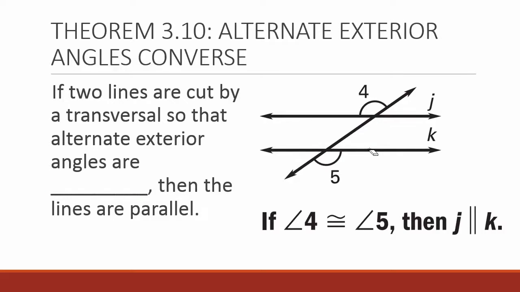Theorem 3.10, alternate exterior angles converse. If two lines are cut by a transversal so that alternate exterior angles are congruent, then the lines are parallel. If I draw my letter Z, and I notice that the angles outside my letter Z that are on opposite sides of the transversal and outside the parallel lines, if the measure of angle 4 and the measure of angle 5 are equal, then they are congruent, and so we can say that line J is parallel to line K.